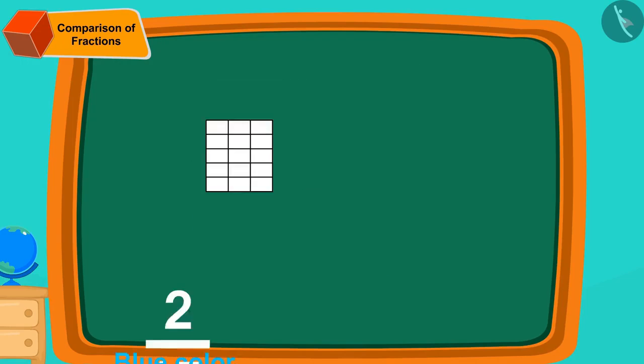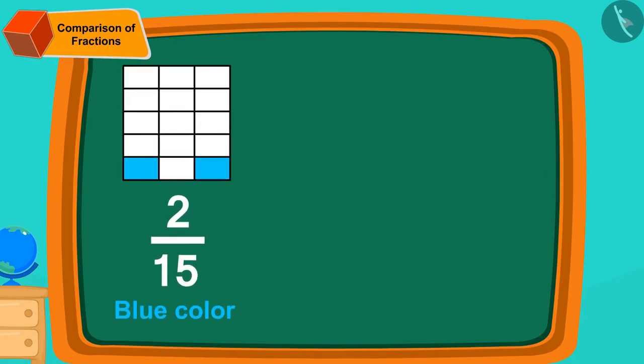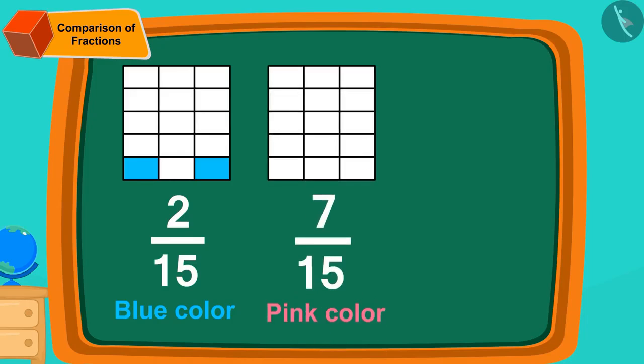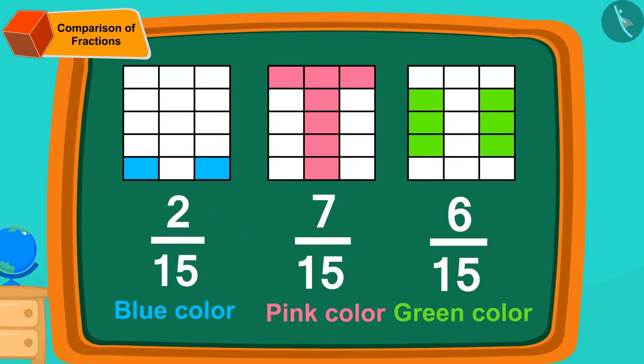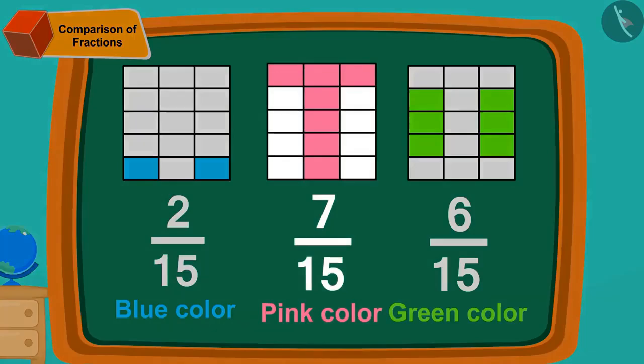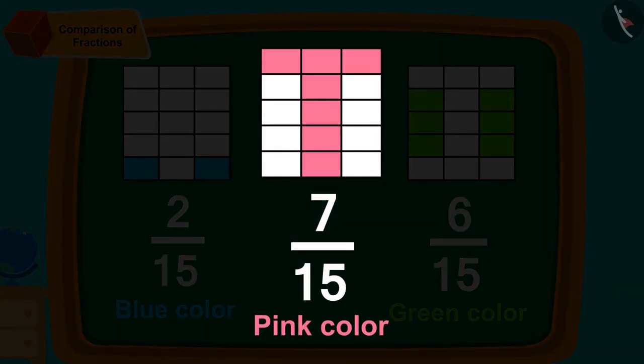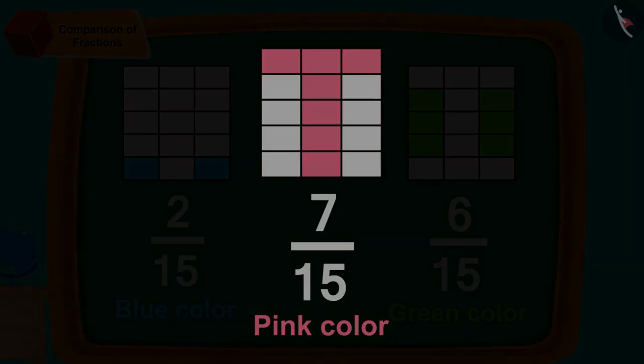Children, if we have filled blue color in 2 parts out of 15 parts, pink color in 7 parts, and green color in 6 parts, can you then identify the largest of these fractions? If you wish to, you can stop the video and find the answer. Well done, children. You have found the answer correctly. The largest fraction here is 7/15.